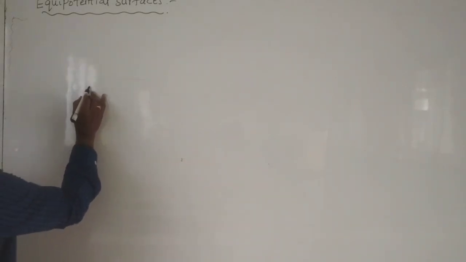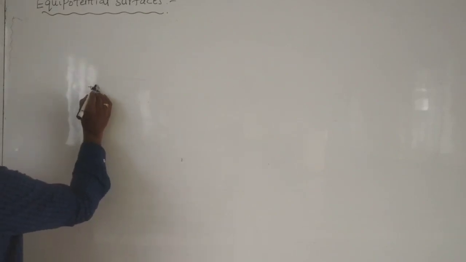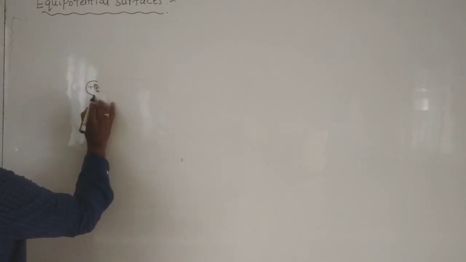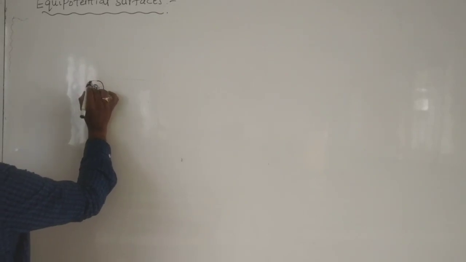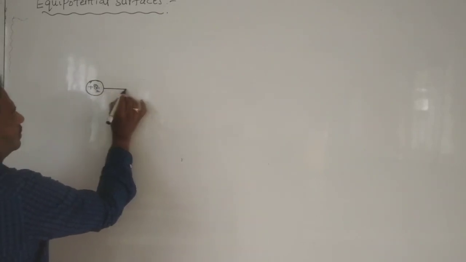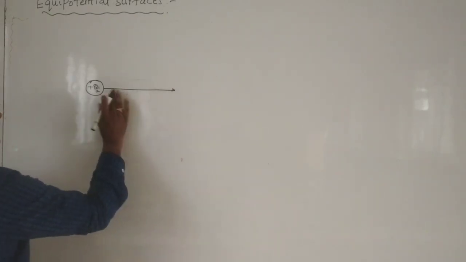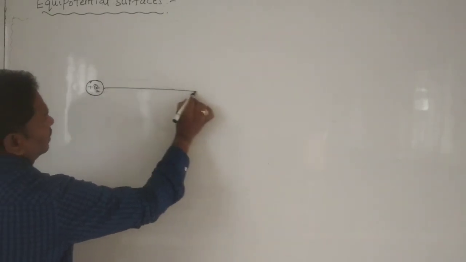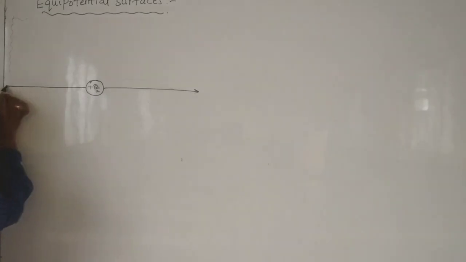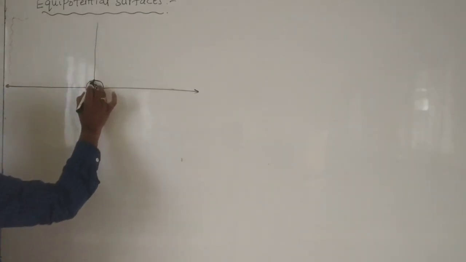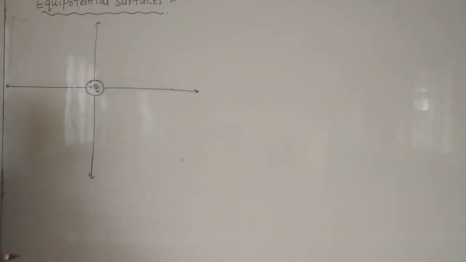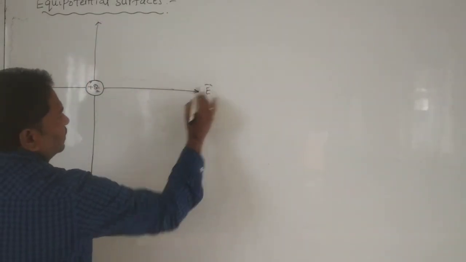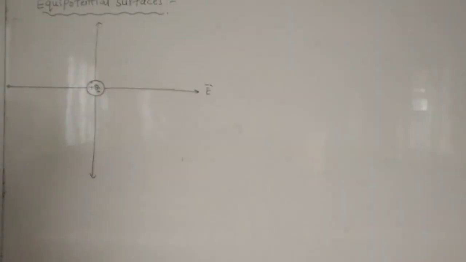Suppose this is the plus Q charge. This plus Q charge produces an electric field around the charge. So these are the electric field lines in this direction, and electric field in this direction, electric field in this direction. So these are the electric field lines produced by the plus Q charge.